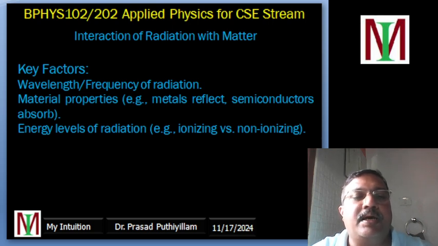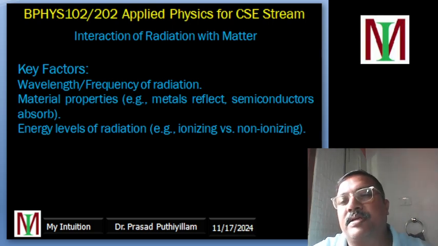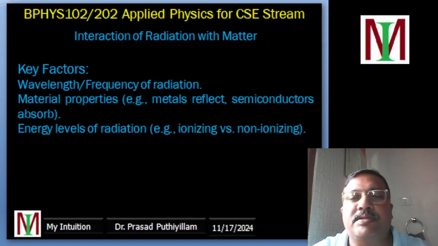Now comes the energy of the radiation, the energy levels of radiation. High energy radiations like gamma rays or X-rays have enough energy to ionize atoms. In contrast, low energy radiations like radio waves do not have sufficient energy to ionize atoms, and mostly it causes oscillations in the electrons of matter.